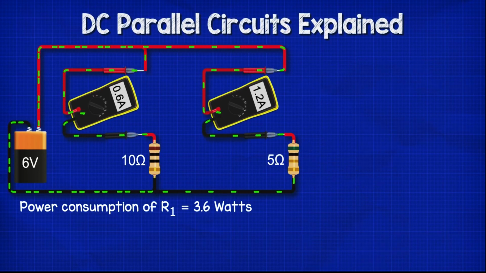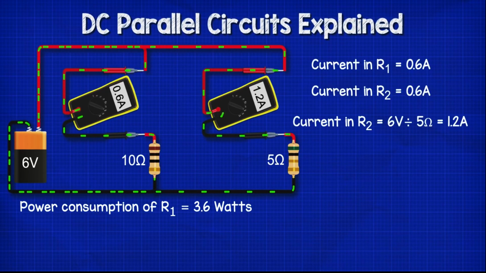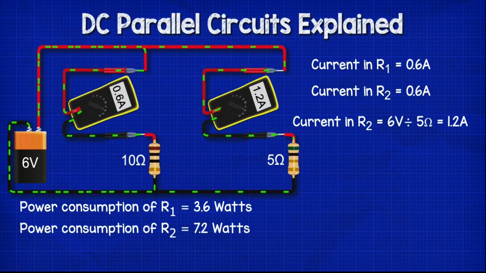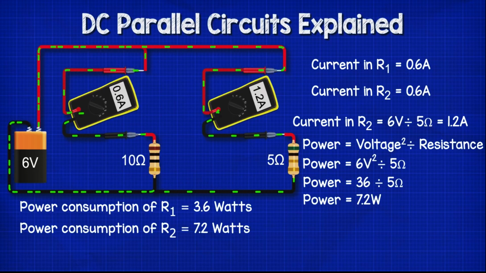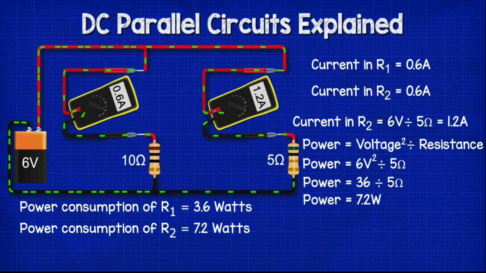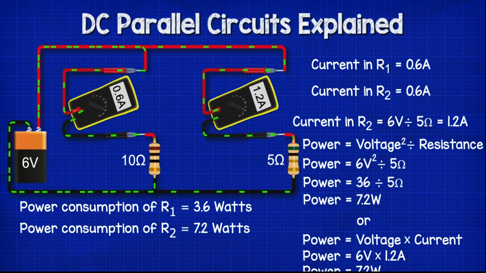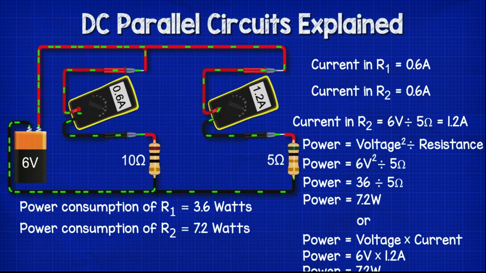R2 is 5 ohms with a current of 1.2 amps. That's 6 volts divided by 5 ohms, which equals 1.2 amps. So the power consumption is 7.2 watts. We see that from 6 volts squared divided by 5 ohms. 6 volts squared is 36, so 36 divided by 5 is 7.2 watts. Alternatively, 6 volts multiplied by 1.2 amps also gives us 7.2 watts.